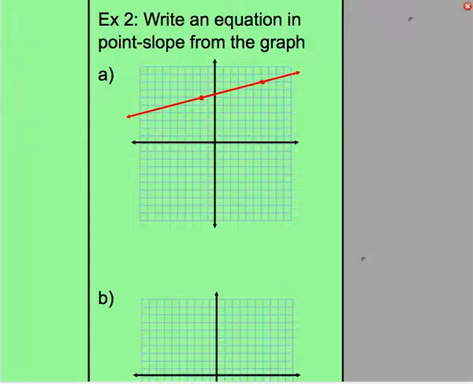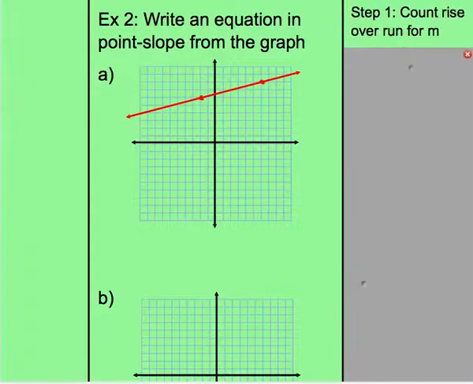The next topic we're going to take a look at with our point-slope form is how to write an equation from a graph. So step one, we need two pieces of information in order to write an equation in point-slope form. We need the slope and we need a point. And you can find those in any order.